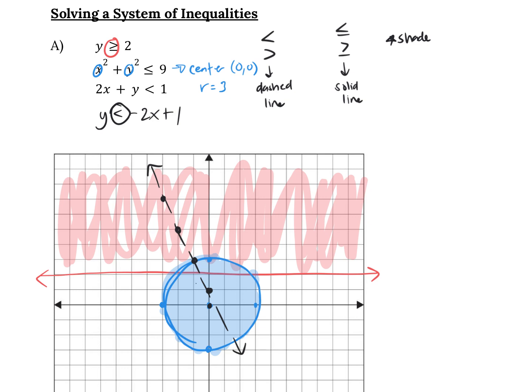Yes, it is. So I'm shading everything below this line, which means that my solution to this system of inequalities, and this is where on your test you're going to want to make sure you're careful and showing me exactly where that is, because this overlapping piece is right here. That is my solution to the system of inequalities. That's the part that's being shaded by the red, the blue, and the black piece there. So that is my answer to this system of inequalities.